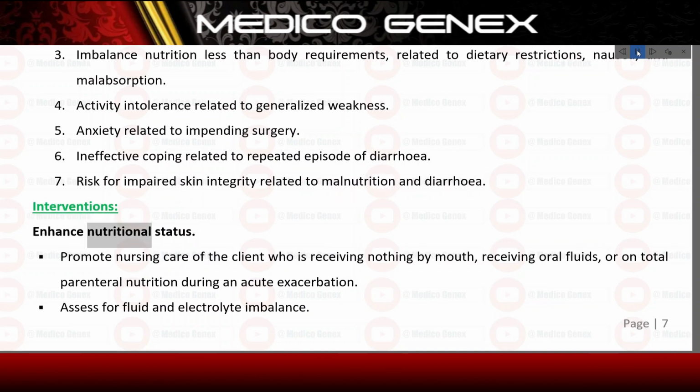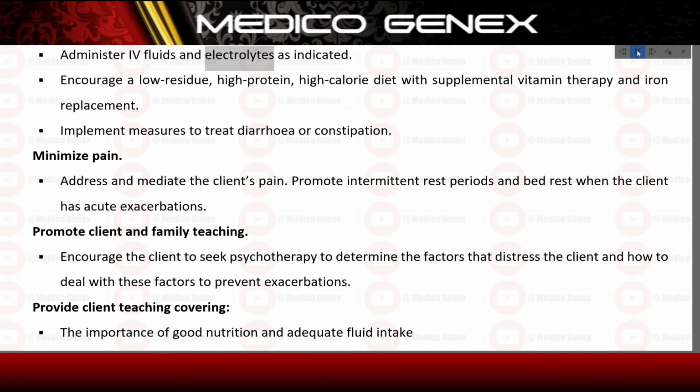Interventions. Enhance nutritional status. Promote nursing care of the client who is receiving nothing by mouth, receiving oral fluids, or on total parenteral nutrition during an acute exacerbation. Assist with fluid and electrolyte imbalance. Administer fluids and electrolytes as indicated. Encourage a low residue, high protein, high calorie diet with supplemental vitamin therapy and iron replacement. Implement measures to treat diarrhea or constipation. Minimize pain. Address and mediate the client's pain. Promote intermittent rest periods and bed rest when the client has acute exacerbations.